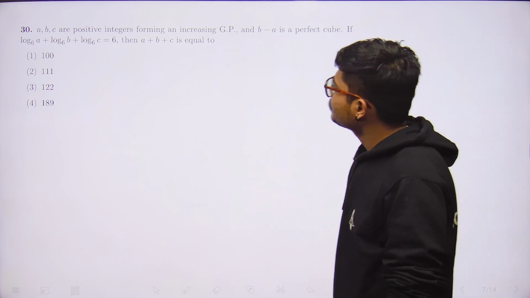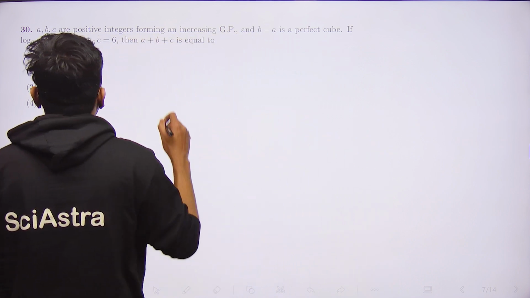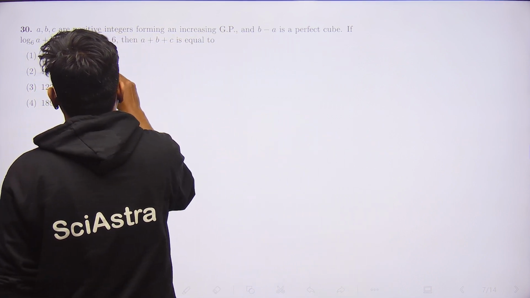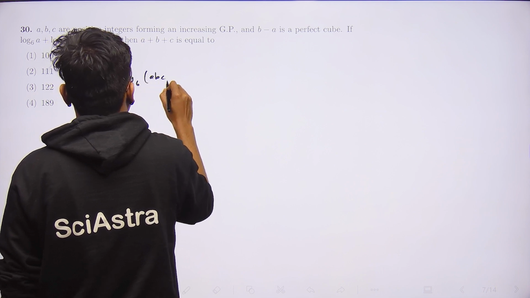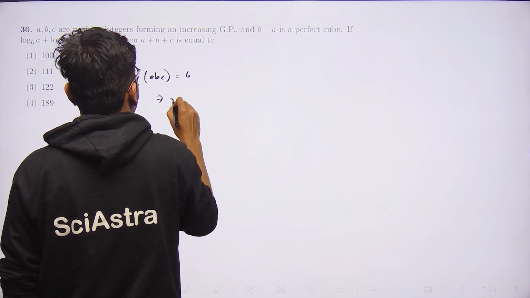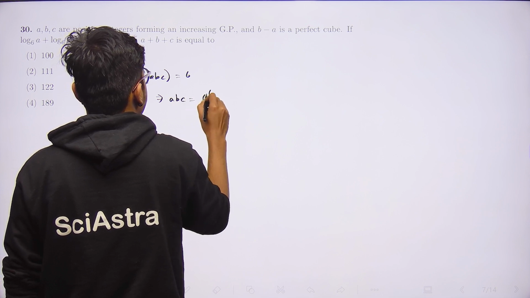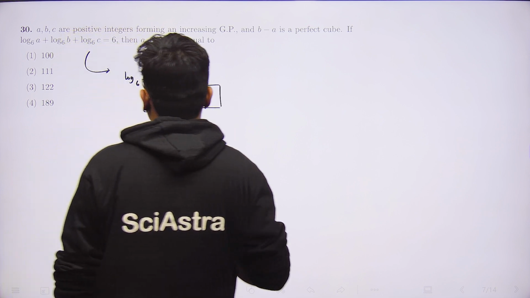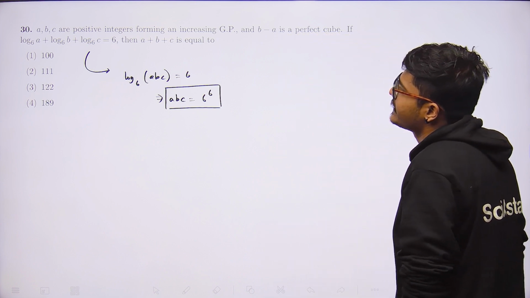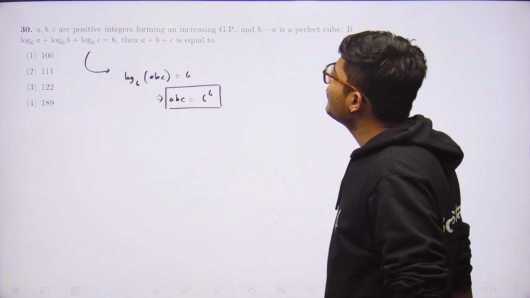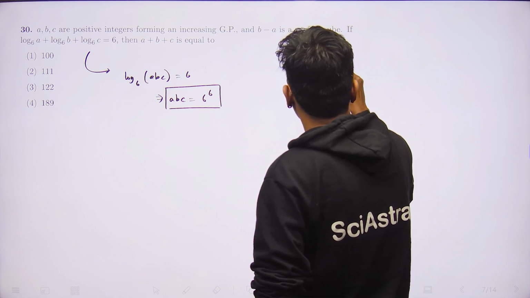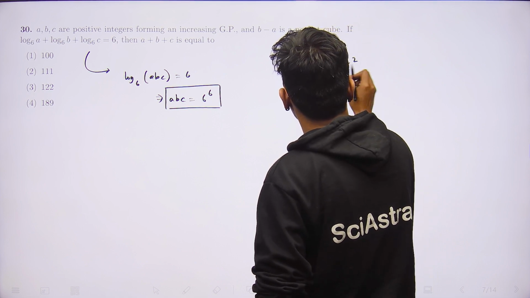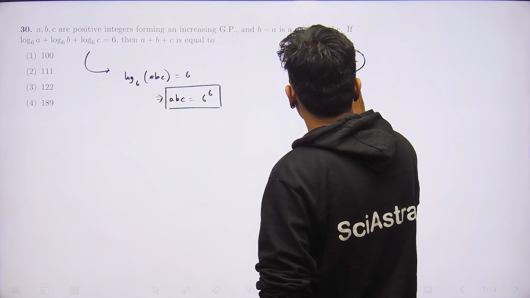Okay. तो यहाँ से क्या आता है देखते हैं. So from here you can say that first of all, this is log ABC, right? This is 6, which means product ABC is equal to 6 to the power 6. ये एक equation आ गया directly, okay? Second क्या है? It's an increasing GP where B minus A forms a perfect cube. तो A, AR and AR square, these are the values, right?